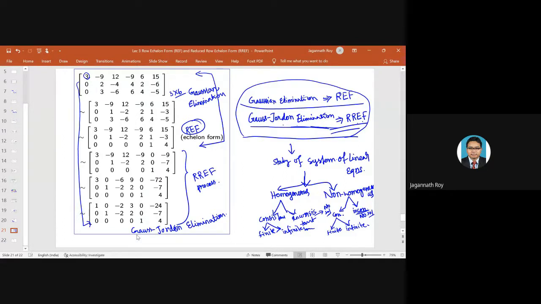Now we'll discuss more about them in the next class: what Gauss elimination is, what the advantages of this elimination are, and how we can get the idea of a unique solution, a finite number of solutions, an infinite number of solutions, and no solution. So these ideas will be studied in the subsequent lectures.